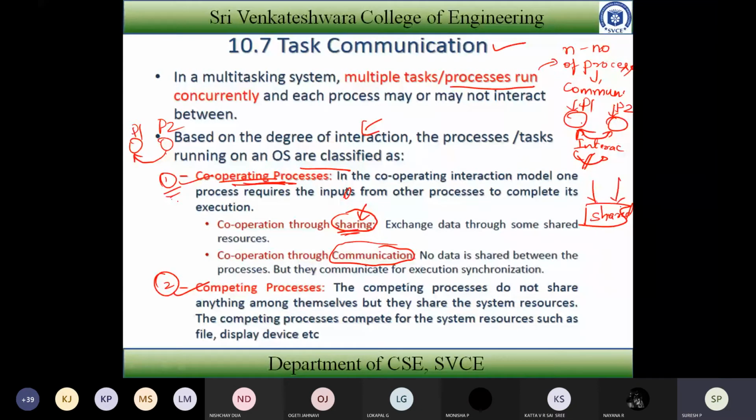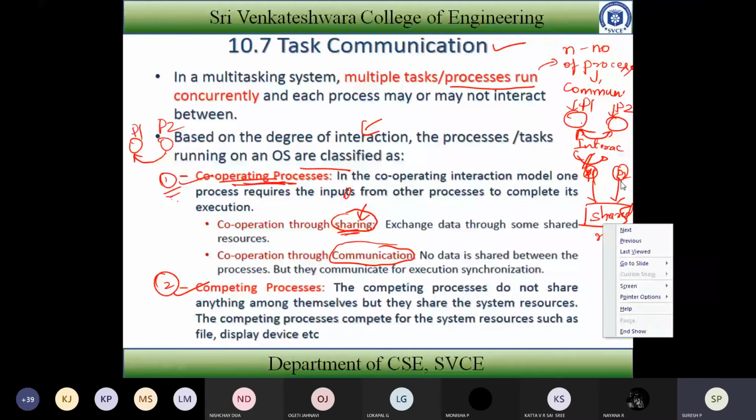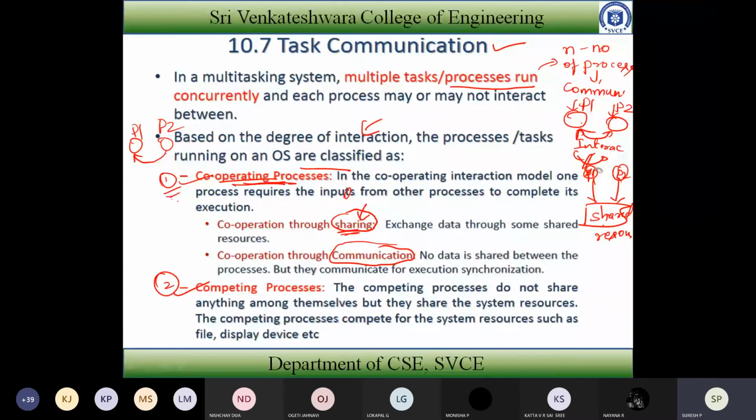Assume that you have P1 and P2, and you have the shared resource here. P1 will write the data to the shared resource. P2 requires the data from P1. Since the data required by P2 is in the shared resource, P2 is going to take the data from the shared resource and complete its execution. So indirectly it is going to have the input from process one.